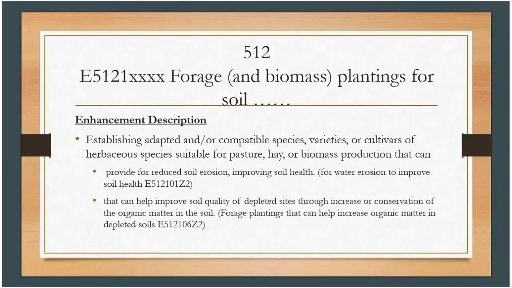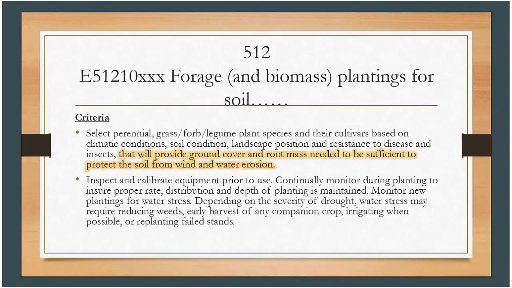So if we do it with the first two that were for soil instead of for the bird habitat, you have to show the erosion prediction tools that are going to show the difference before and after, or organic matter difference before and after the enhancement. And so here the native constraint wasn't a piece of it. They're saying you need to select plants that will provide ground cover and root mass sufficient to protect the soil from wind or water.